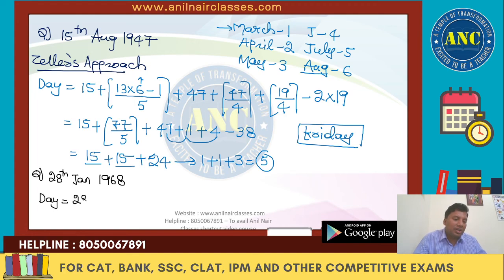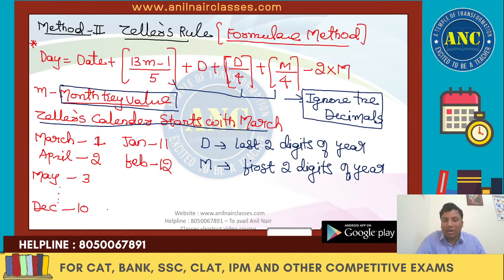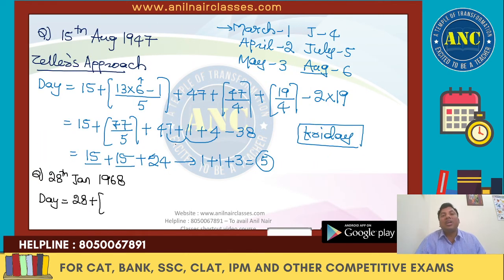Date is 28. January, March is 1. January is the 11th month. That is what we did. January is the 11th month. 11th month of which year is it under progression? The 67th year is under progression. It is 13 into 11 minus 1 by 5. D is the last two digits of the year. It is not 68. 68 starts with March. So it is 67. This will be 67 by 4.